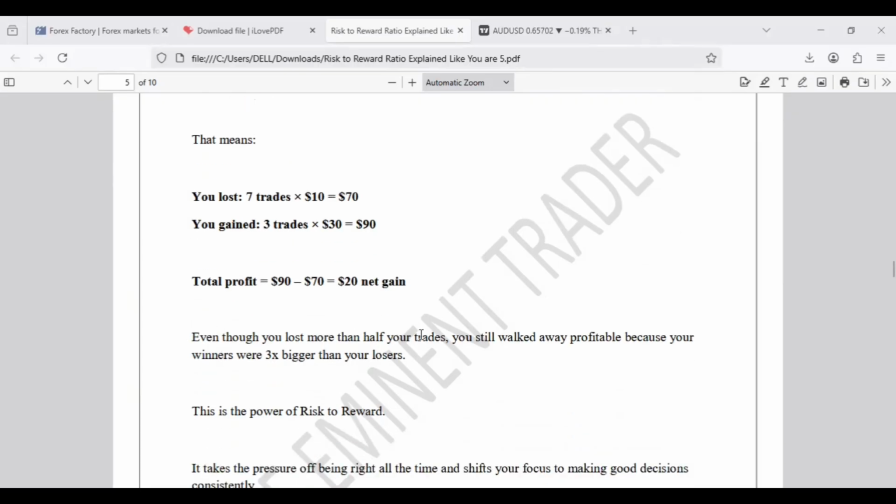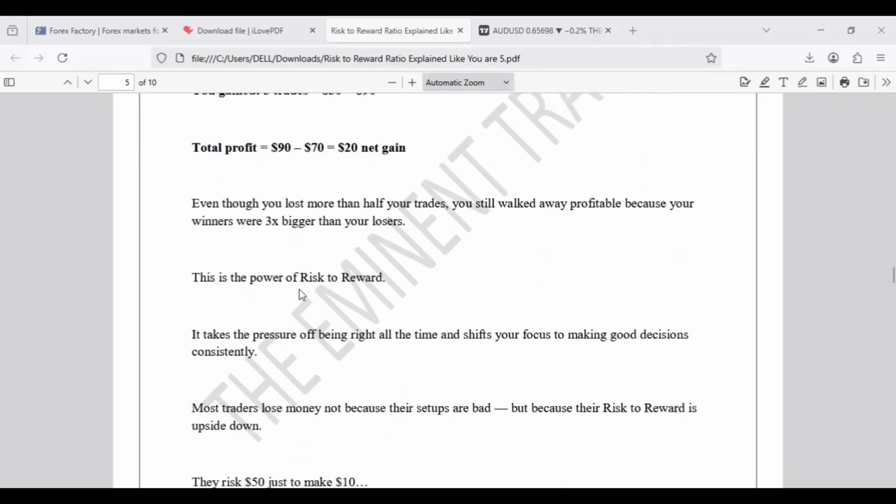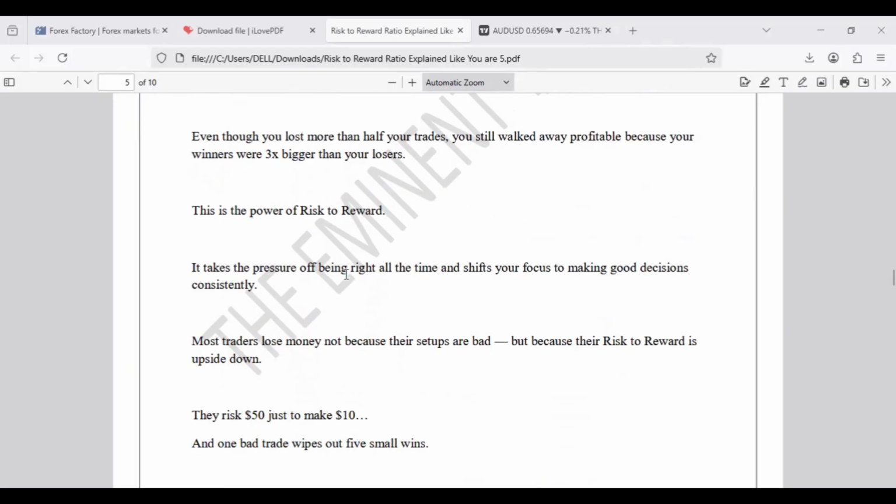Even though you lost more than half of your trades, you are still walking away profitable because your winners were 3 times bigger than your losers. And this is the power of risk to reward. So it takes the pressure off being right all the time. So you don't have to be right all the time. You just need to make sure that anytime you are right, you make more, times 3, times 4, times 2 of whatever you are losing whenever you lose a trade.